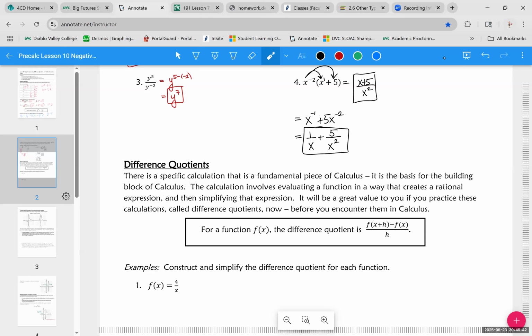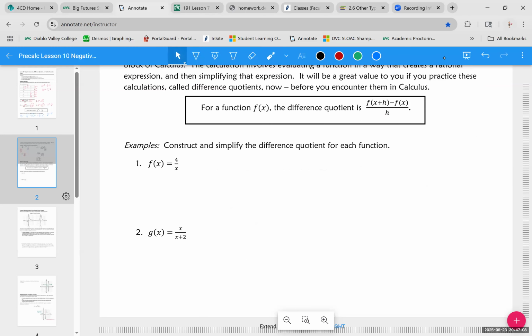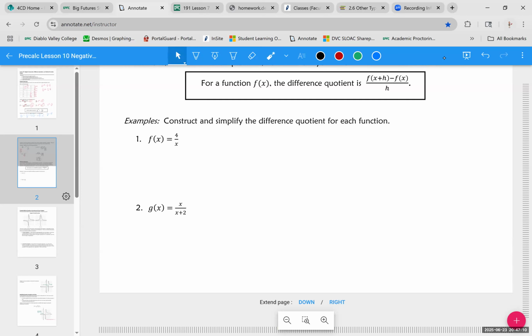So for a function f of x, the difference quotient is this particular calculation. It's f of x plus h minus f of x, all over h. What you're going to do is plug x plus h into the function everywhere you see an x. Then you subtract just f of x, which is the equation of the function itself, and divide the whole thing by h. So let's give that a try in just a couple of places.